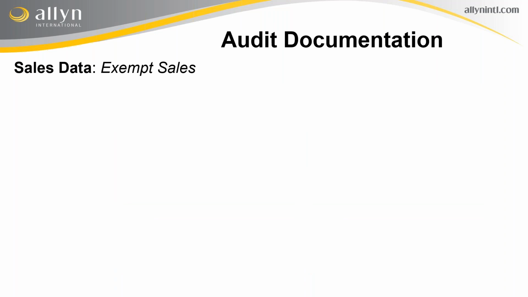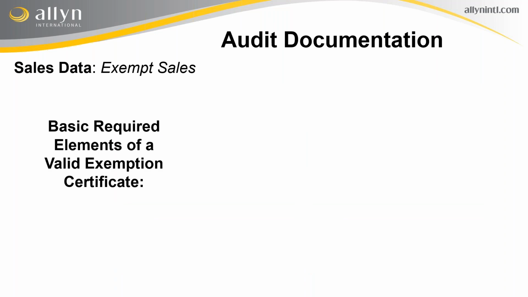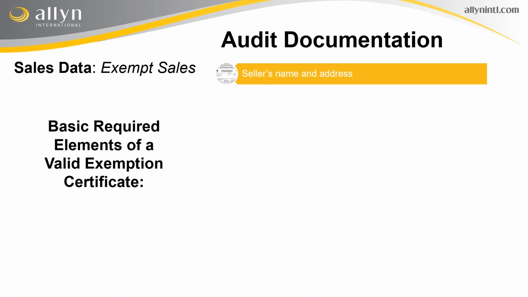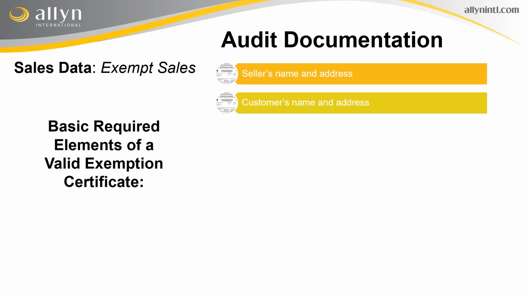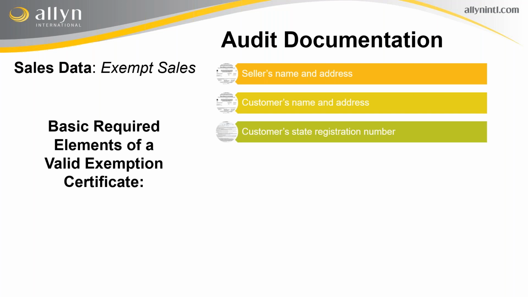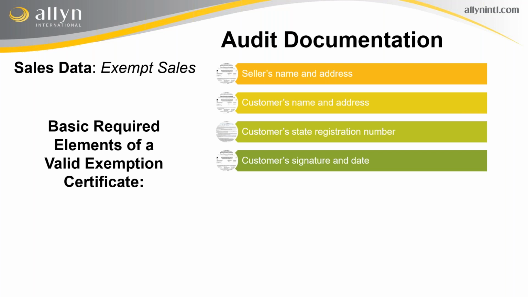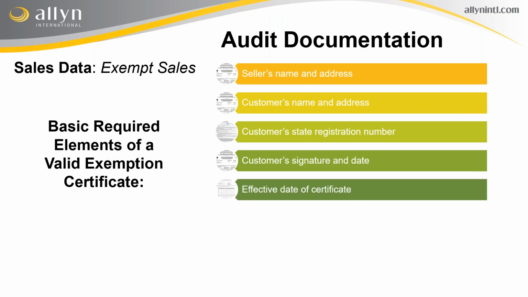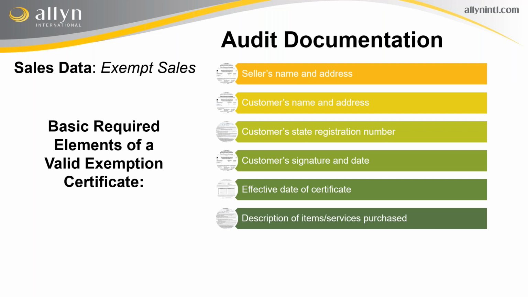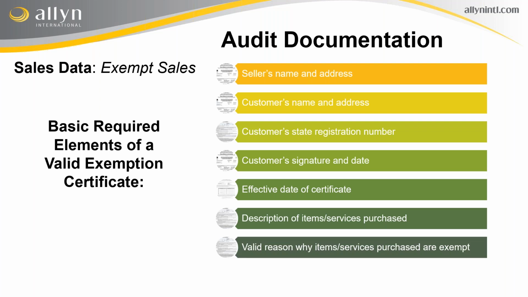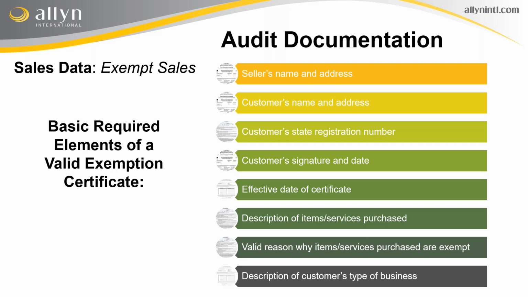So you may be wondering, what makes an exemption certificate valid? Well, we've listed those items here for you, and we'll take a look at them. Seller's name and address, customer's name and address, customer state registration number, customer signature and date, effective date of certificate, a description of the items or services purchased, and a valid reason why the items or services purchased are exempt. And finally, a description of the customer's type of business.